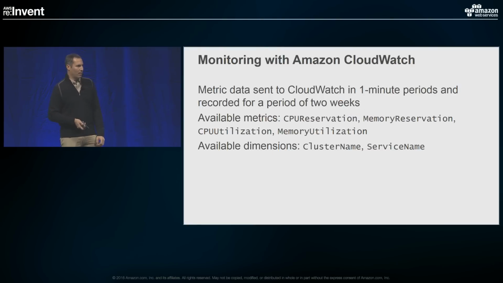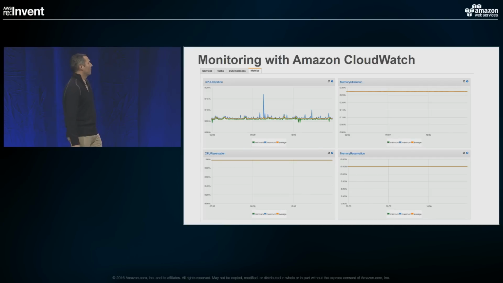Monitoring with CloudWatch, we do 1-minute increments. You've got basically 4 key metrics that you're looking at: CPU reservation, memory reservation, CPU utilization, and memory utilization. The combination of these 4 really shows you what's being used and what's available in your cluster. You can break these down by cluster name or by service name, so you can see them across 2 different dimensions. Graphs and charts look a lot like our standard CloudWatch. These are just showing you some of the graphs that you see for these metrics.